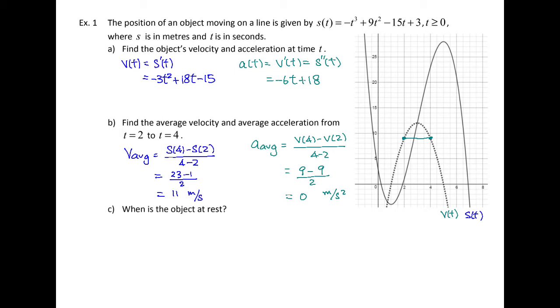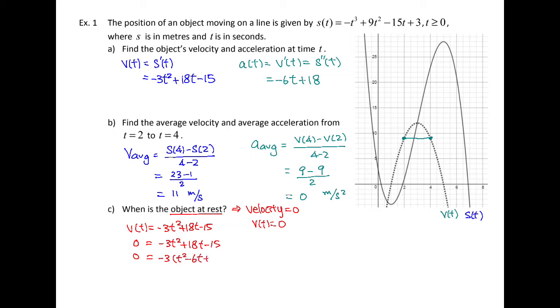Next, we want to find the time when the object is at rest. At rest means the velocity is 0. That means v(t) equals 0. So our velocity time function is negative 3t squared plus 18t minus 15. Let's put 0 into the velocity. And that's a common factor, so factor out the negative 3, and factor the trinomial. So we know t equals 1 or t equals 5. That means at the first and the fifth second, the object will be at rest.